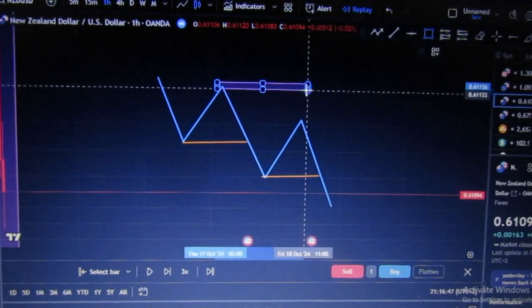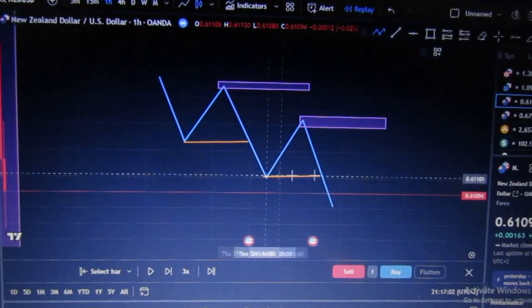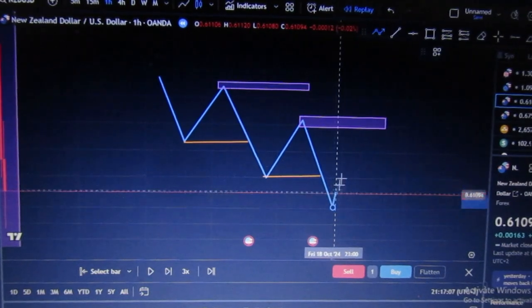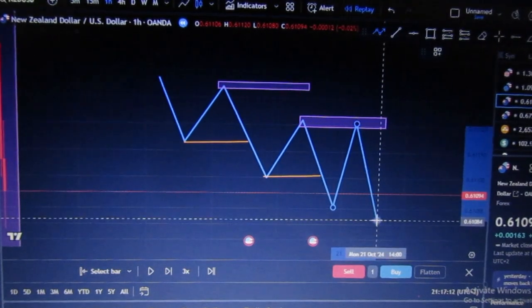This low is being protected. This is another low that is being protected. Every time the market breaks structure, we are expecting a pullback. Now, a pullback for me is the pullback can come back at supply zones and then the market pushes down.